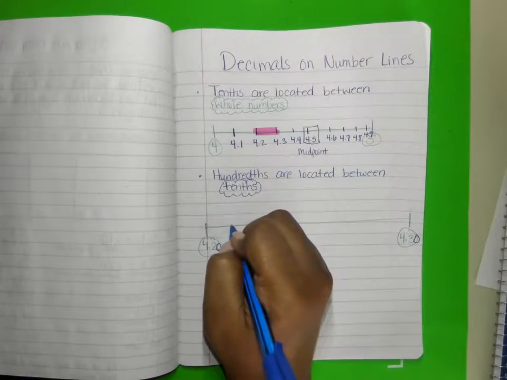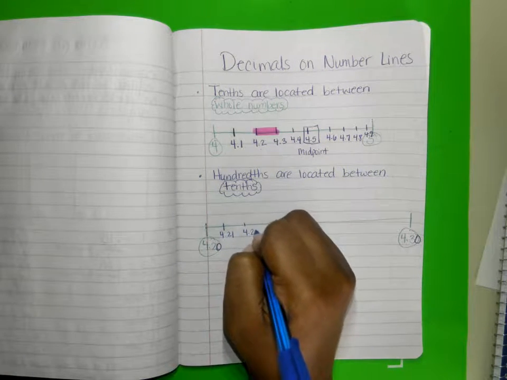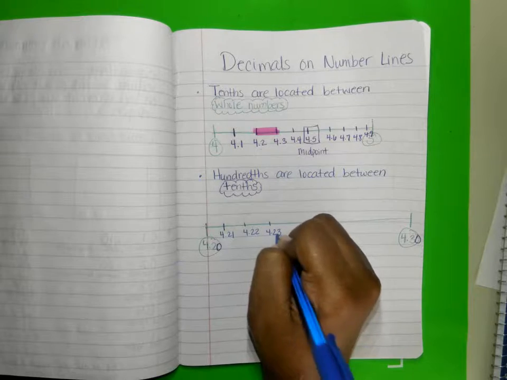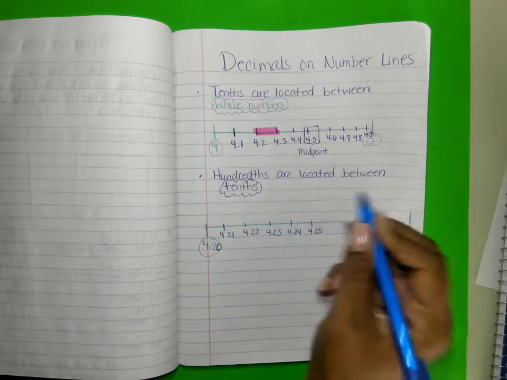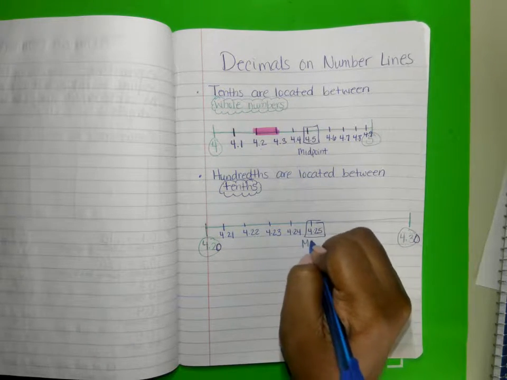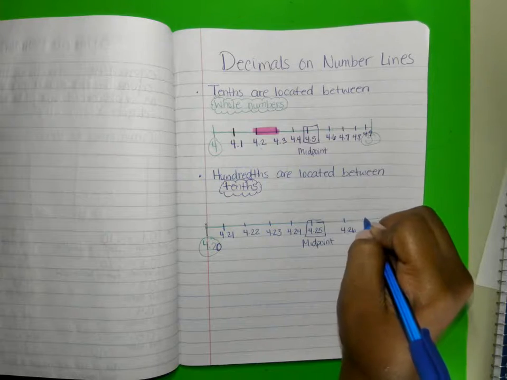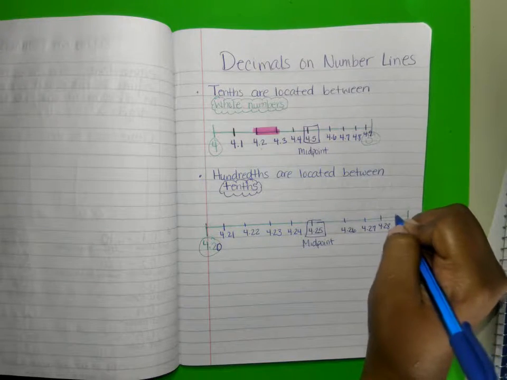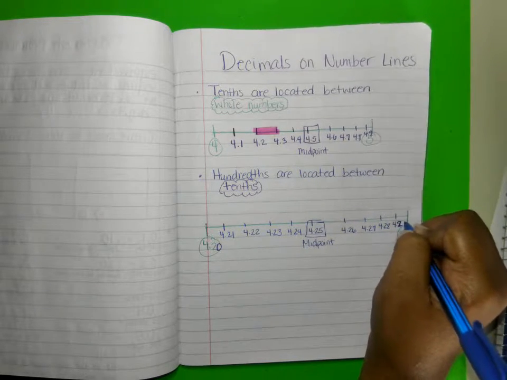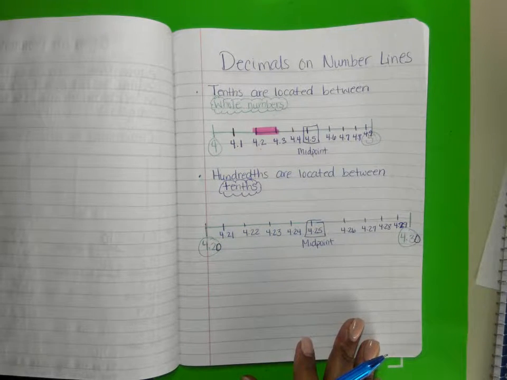Okay? So now we're going to do the same here. So we have 4 and 21 hundredths, 4 and 22 hundredths, 4 and 23 hundredths, 4 and 24 hundredths, 4 and 25 hundredths, which is also our midpoint, 4 and 26 hundredths, 4 and 27 hundredths, 4 and 28 hundredths, 4 and 29 hundredths, and then 4 and 30 hundredths.